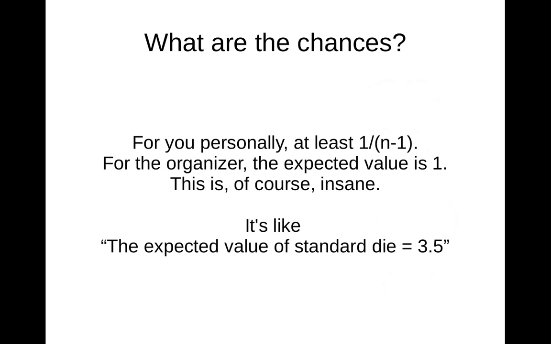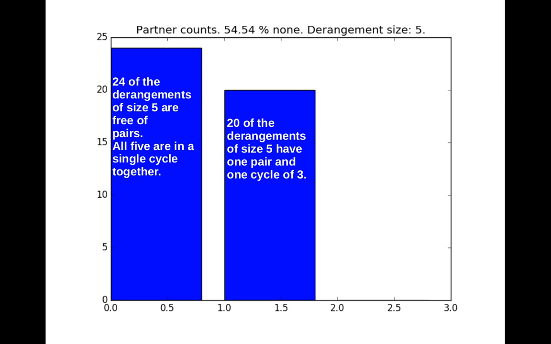What are the chances? For you personally, it's going to be at least 1 over n minus 1. And I say at least because for human reasons, these are not necessarily randomly selected pairings. There are often people who join the game late and so on and so forth. And so that increases the chance that cycles of size 2 are going to be formed more likely than if they were just mathematically selected. Okay, so for you as the organizer, the expected value is about 1. That's of course insane. But what does the distribution look like?